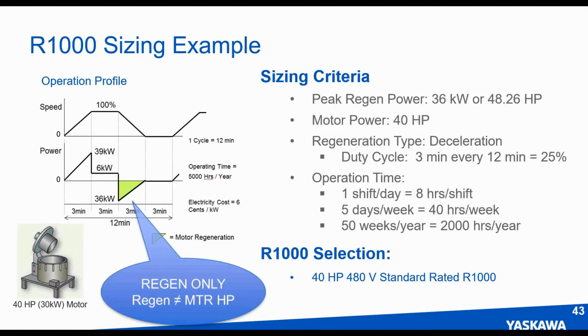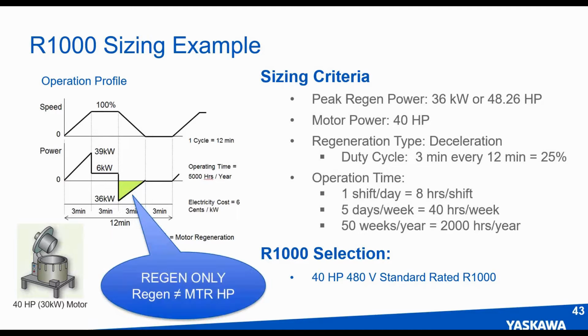However, the R1000 is a regen only product. If we extend out the decel time, we can drop that peak regen requirement. Doing so will reduce the cycle time, i.e. less production is going to come out of the centrifuge. So you don't necessarily want to extend out that decel time. You want to produce as much as you can. So the 40 horsepower package is likely what you want to use. But if you do want to extend the decel time, you may be able to go with a smaller R1000.